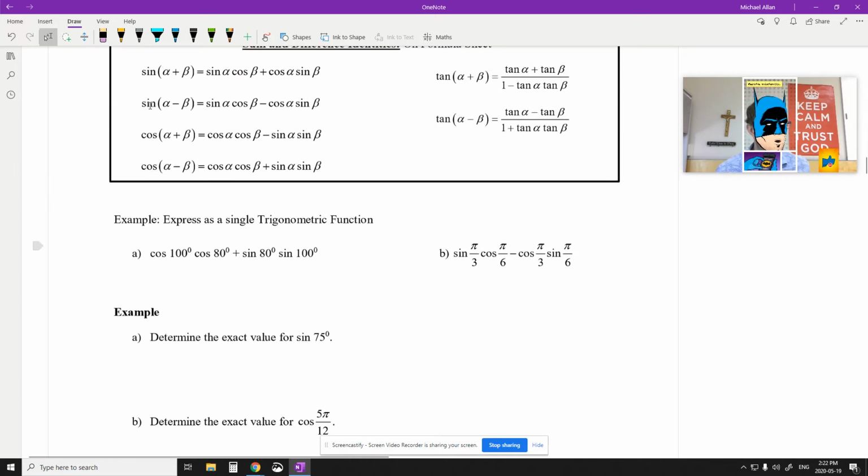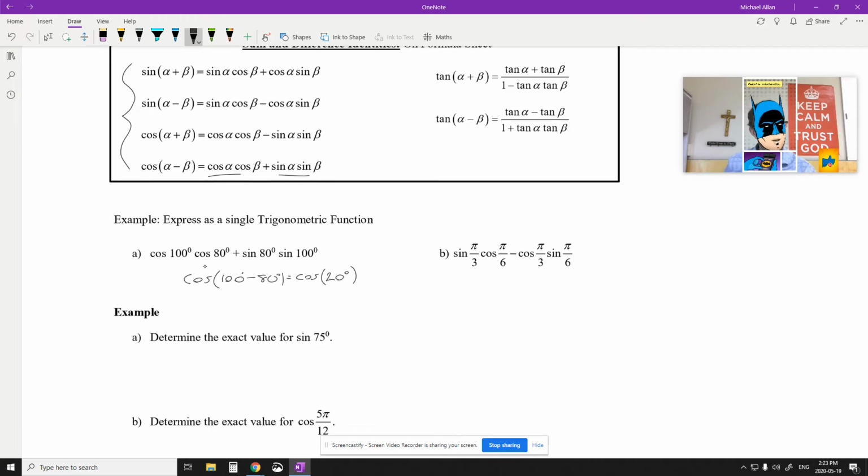So let's use the known identities here to try to simplify some of these things down. If I ever see cos 100, cos 80 and sine like that, I'm going to go up here and try to match it to one of these. So it's cos plus sine, cos plus sine. It's this bottom one, cos plus sine. So this will simplify down to cos alpha minus beta, which will simplify down to cos 20 degrees.